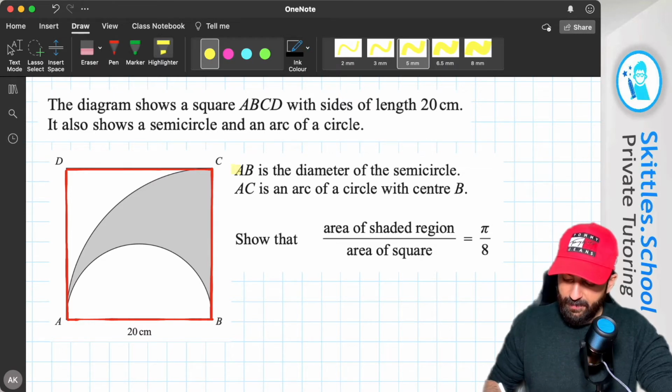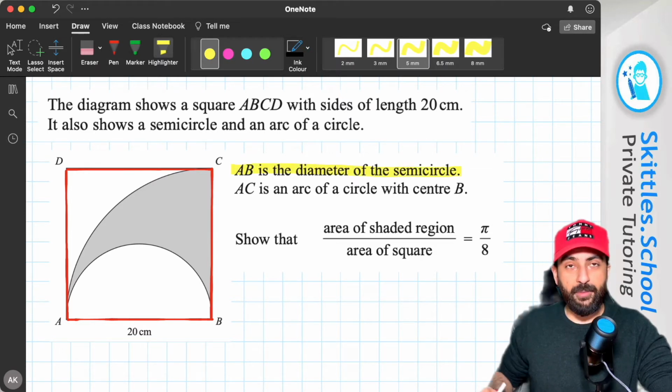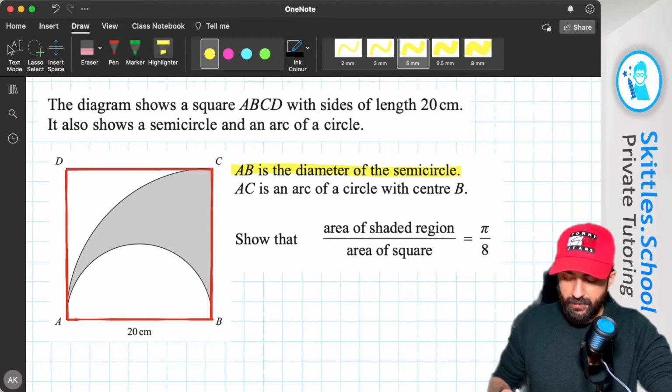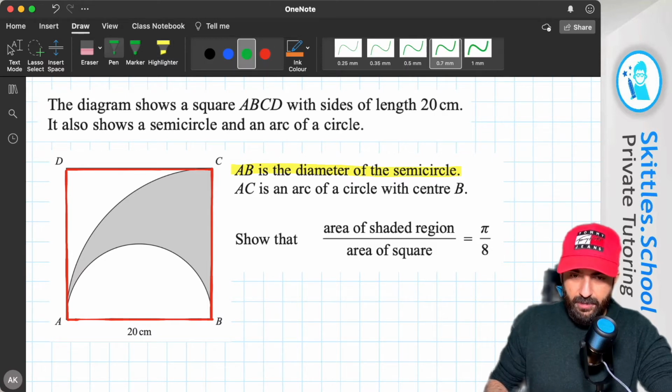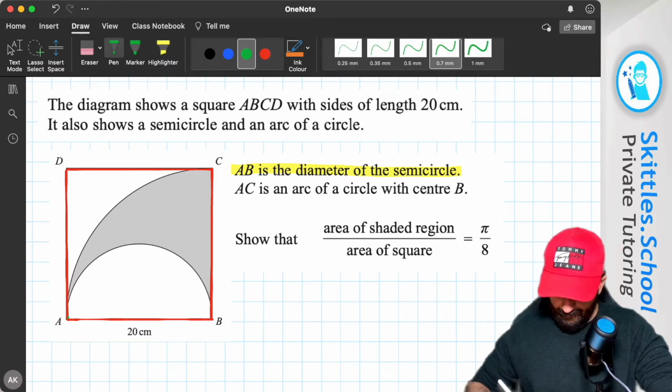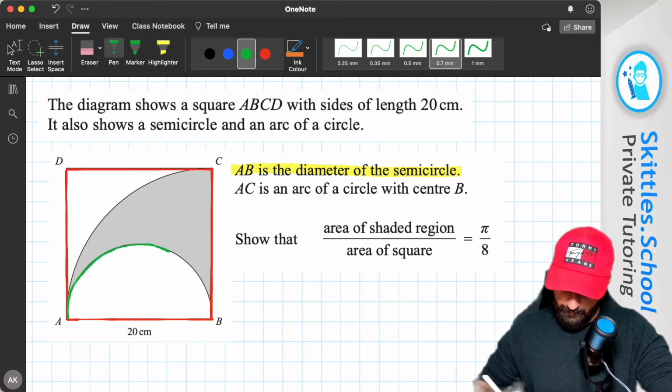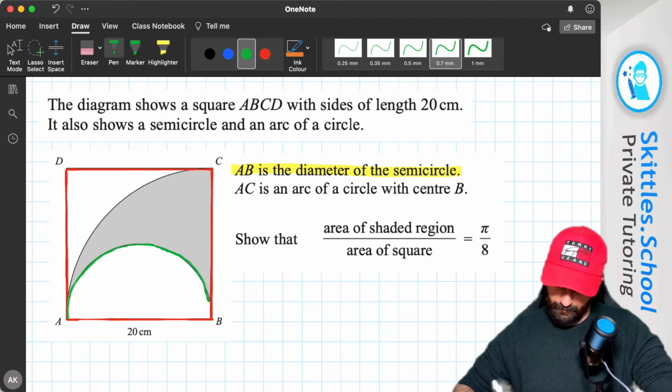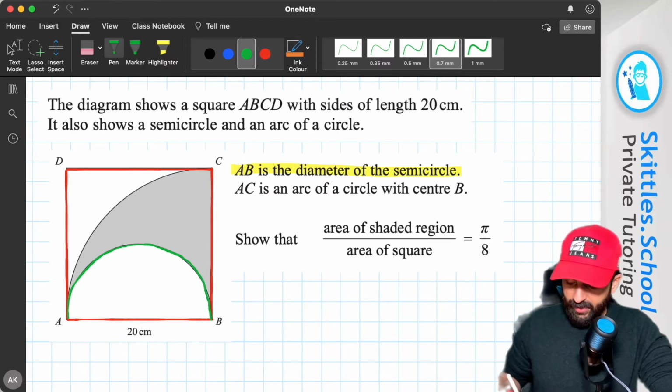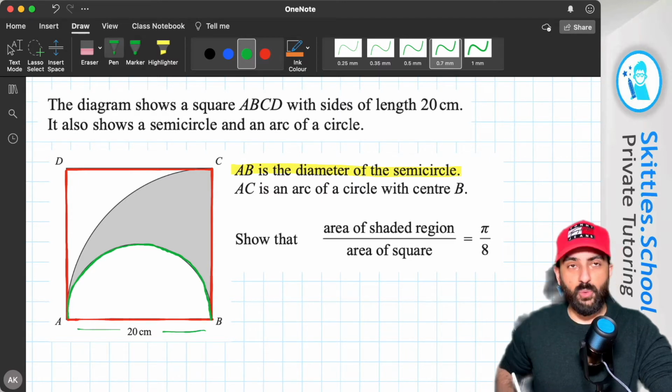It says AB is the diameter of the semicircle. So now I'm going to draw the semicircle. I'm going to use the color green for this. And again, everything I do with this semicircle will be in the color green. So there's my semicircle, and it's got the diameter of 20.